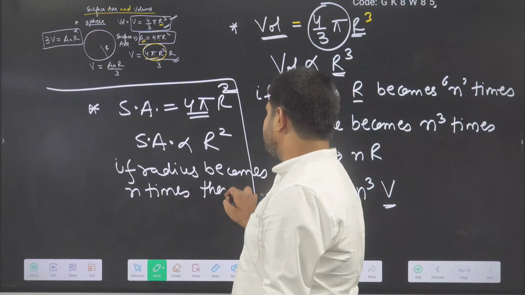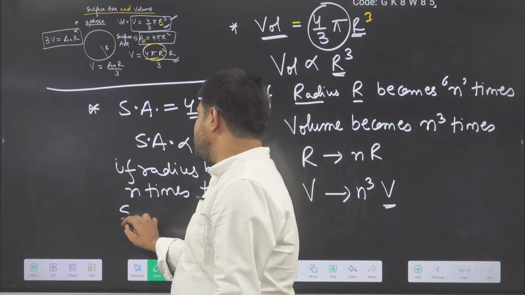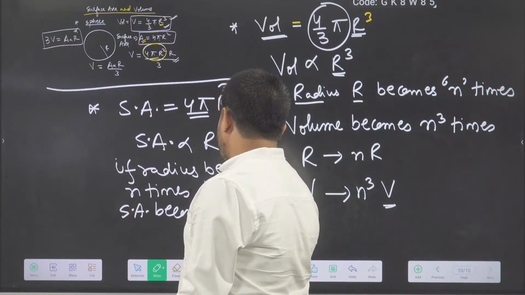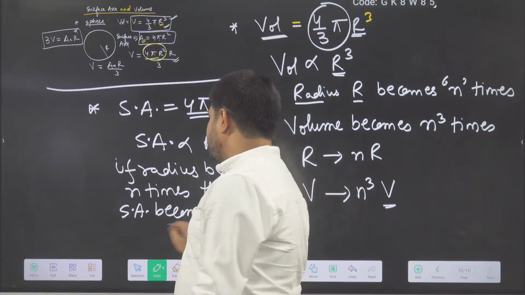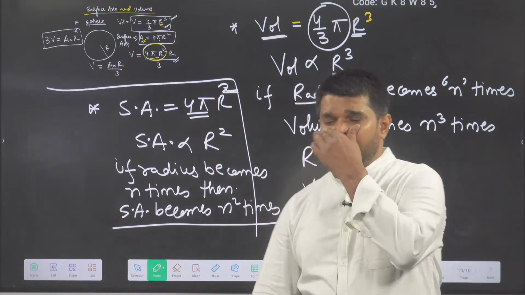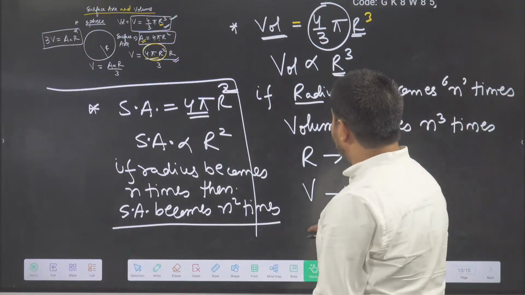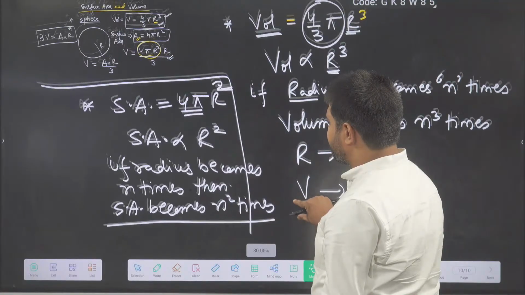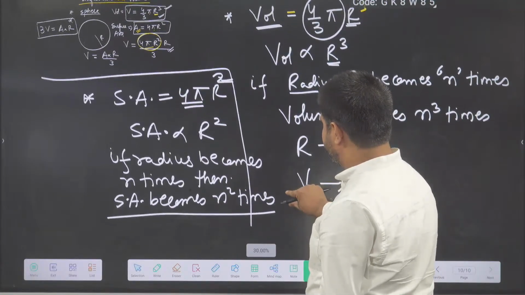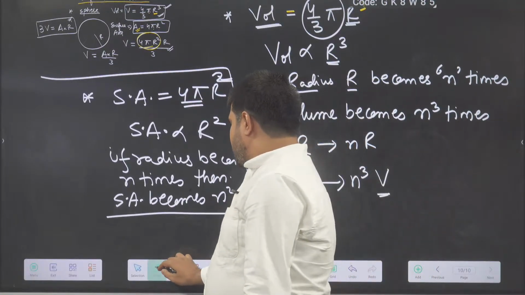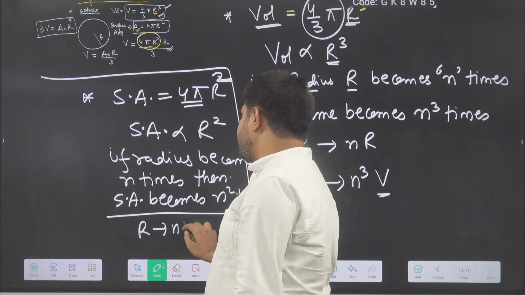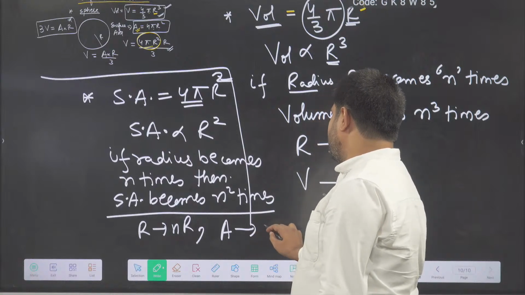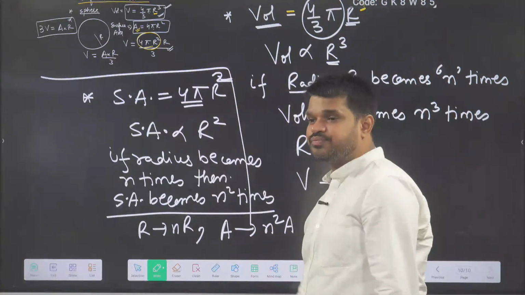Then surface area becomes how many times? n squared times. Okay, so you can write it like this. If radius becomes n times radius, then area becomes n squared times the old area. Write this.